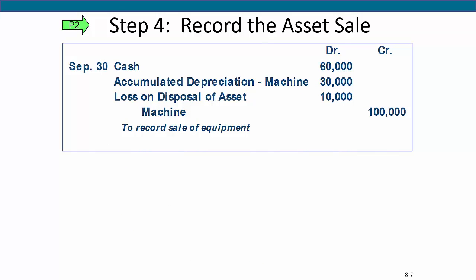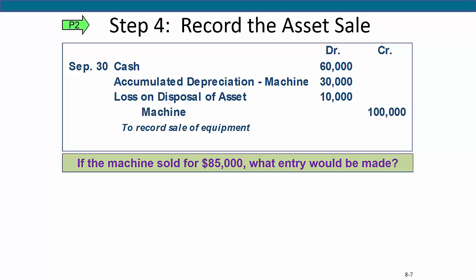If the cash received were $60,000, we would have a loss of $10,000, and a loss is a bad thing. It's an expense. Recall that expenses are recorded with debits. To record the sale of this asset, we debit cash for $60,000, debit accumulated depreciation, machine, for $30,000. This eliminates the account balance, and record a debit to the loss on disposal account for $10,000. Finally, we credit the asset account, machine, for $100,000, the historical cost of the machine, to get it off of our books.